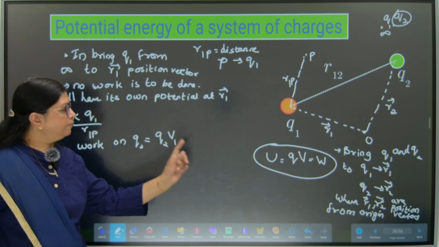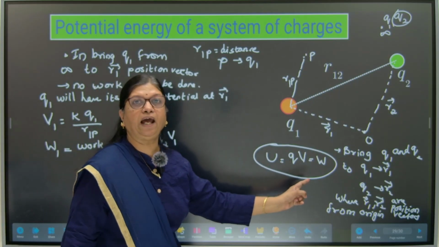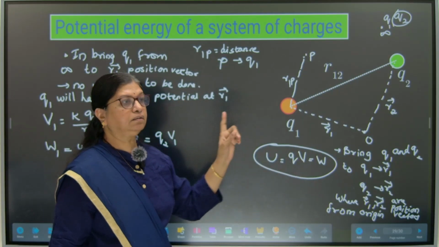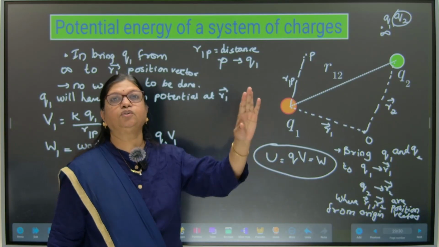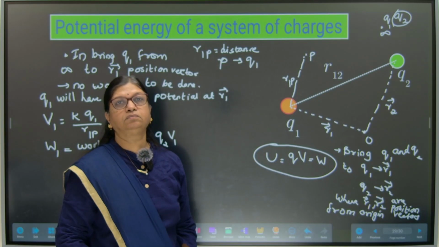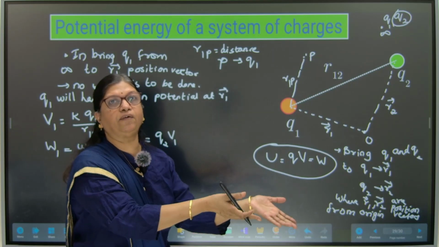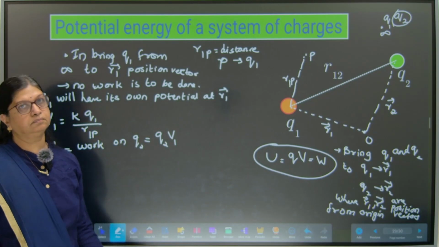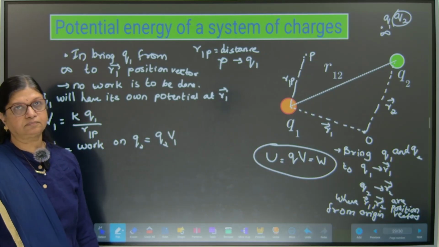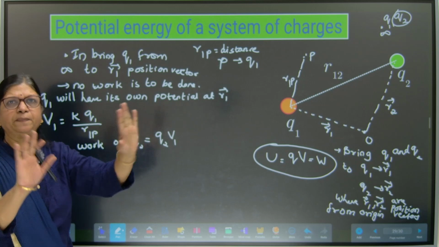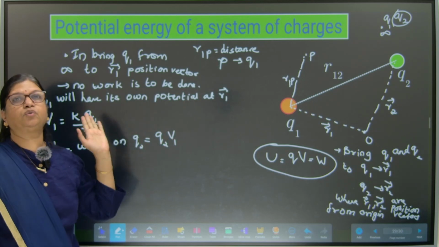Q2 times V1. Why? Because the formula of the work done is Q times V. Which V? V1. Which charge? Q2. Understood? So, I am bringing Q2 in the potential V1. So, how much work should I do? Q2 times V1. Simple. Agreed? Bringing Q2 in front of V1. So, work is Q2 V1.